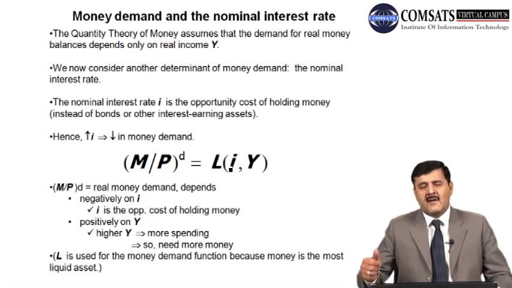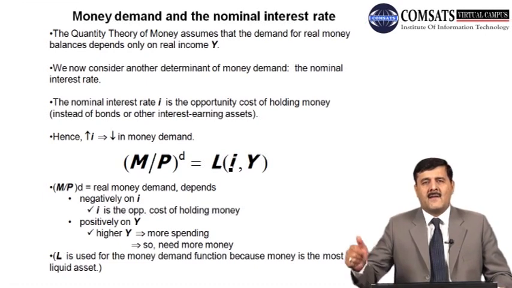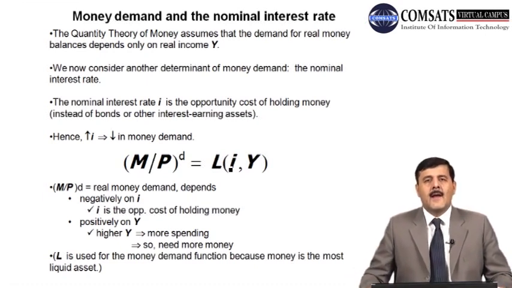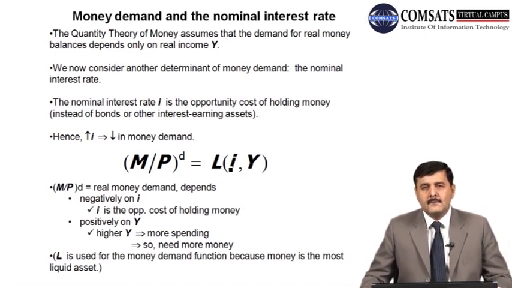Now there are two determinants of the real demand for money. One is the nominal interest rate, the other is the real income in the economy. Now it depends negatively on the nominal interest rate. When the nominal interest rate increases, what happens in the economy? The demand for money decreases.